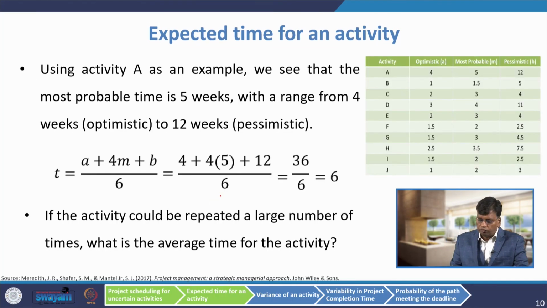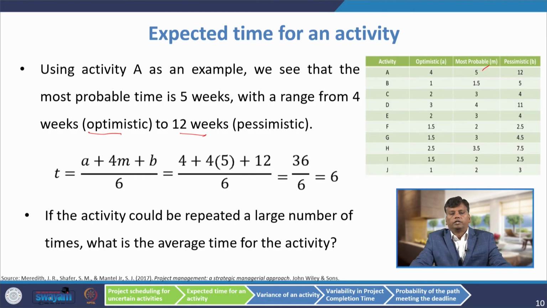Now, I will tell you how to find out the mean time estimate for each activity. For example, using activity A as an example, we see that the most probable time m is 5 weeks, with a range of 4 weeks optimistic and 12 weeks pessimistic time. So, we will use this formula, that is (a plus 4m plus b) upon 6. We are getting 36 upon 6, equal to 6.